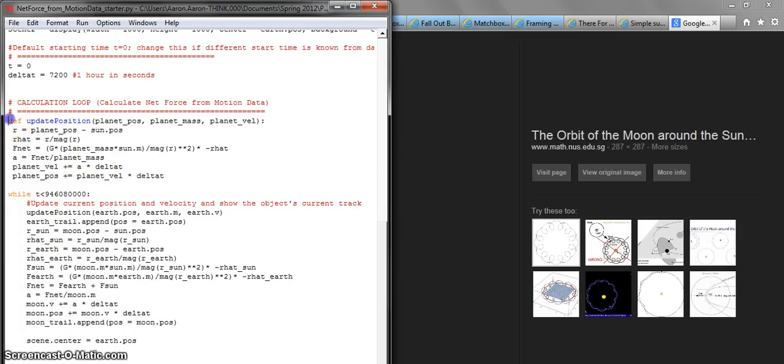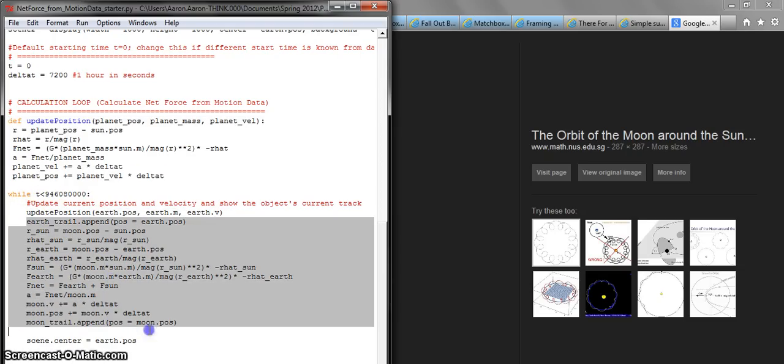Then, using this function I made to update the position of the planet, I was able to update the position for Earth, and I used a similar process for the moon. I had to use the momentum principle and the energy principle to find these calculations.